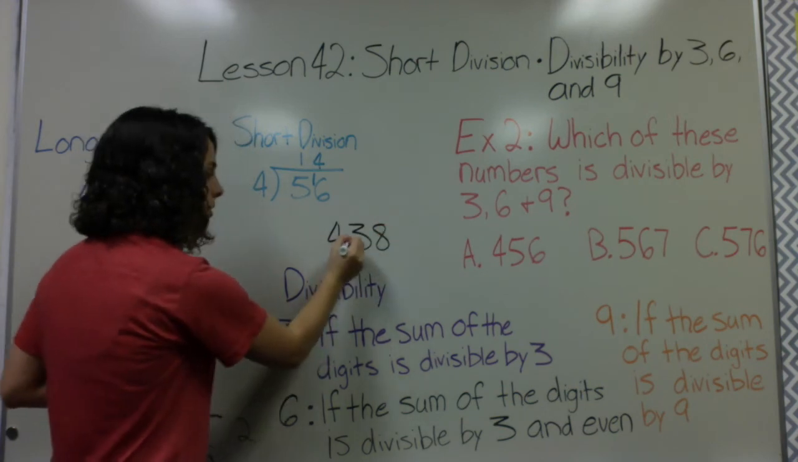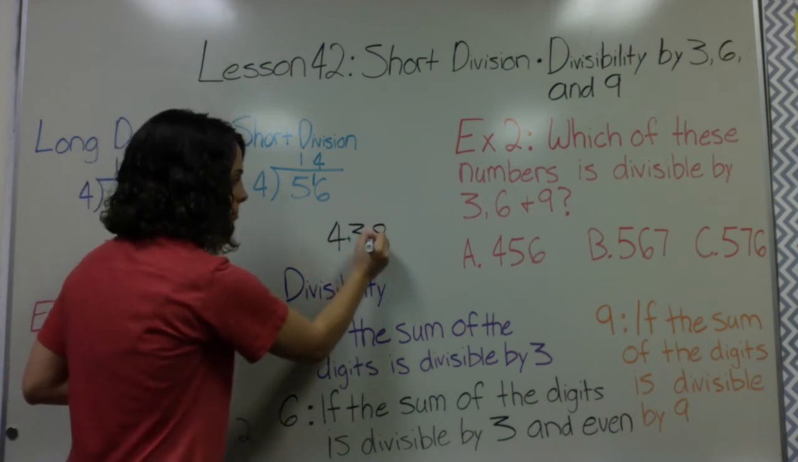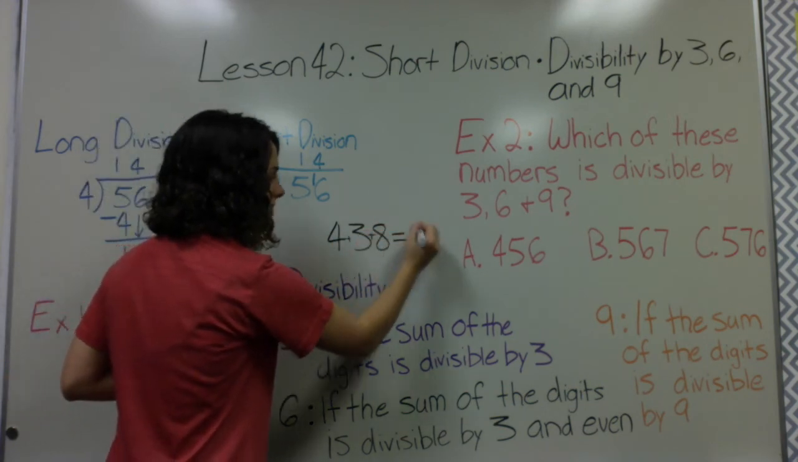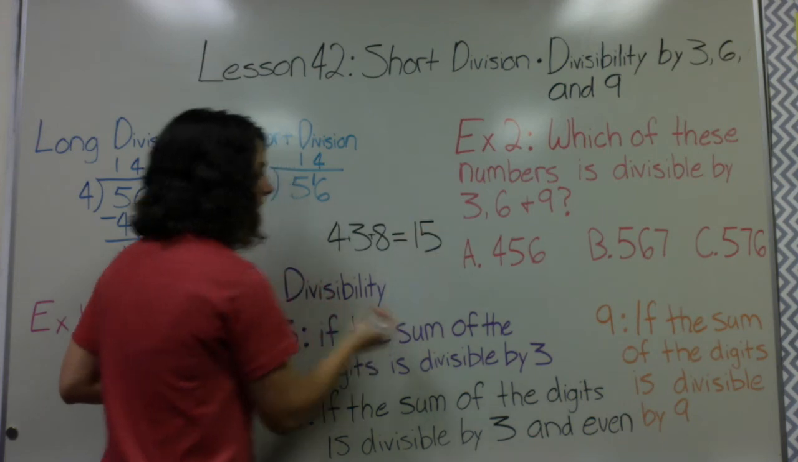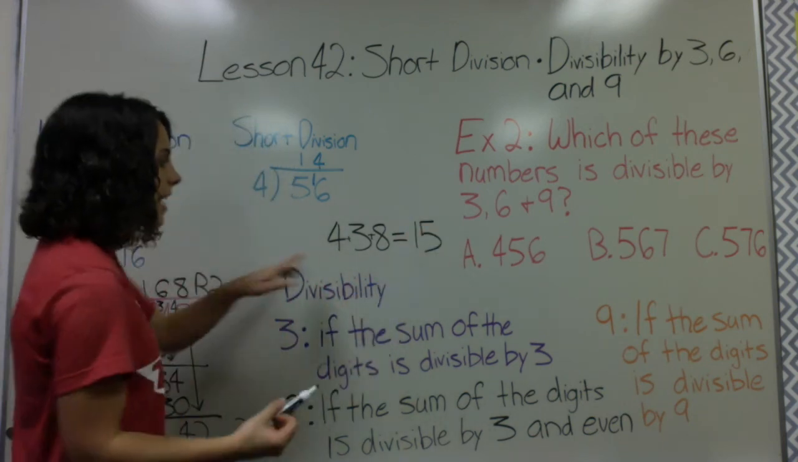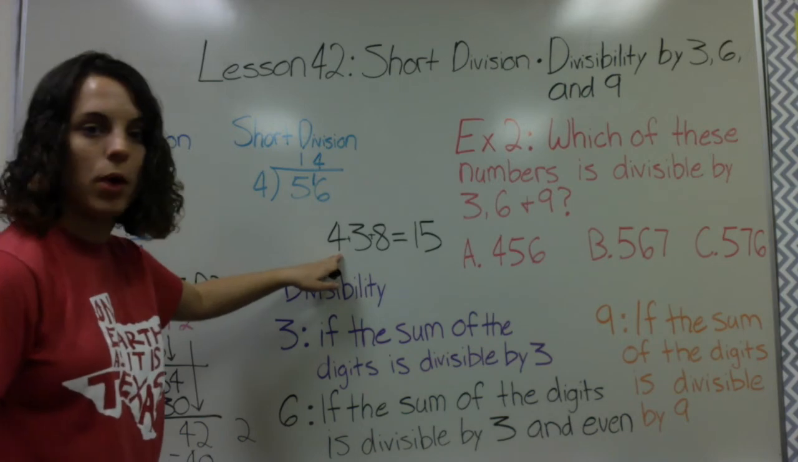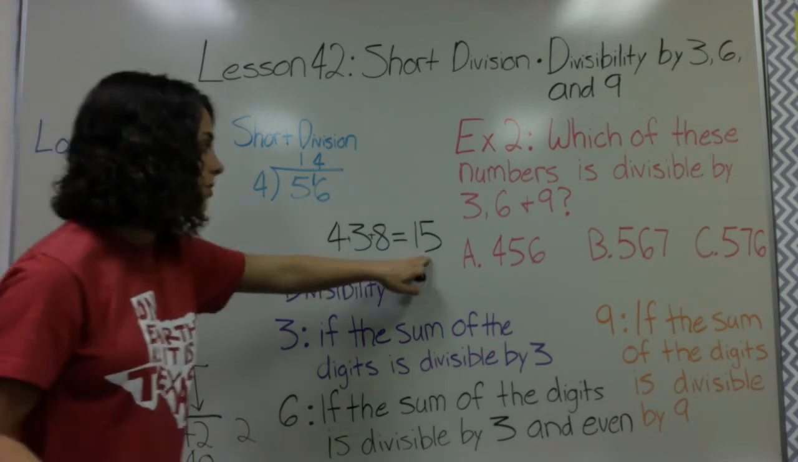438. 4 plus 3 is 7, and 7 plus 8 is 15. So the sum of my digits is 15. That's adding the digits of my one whole number together, and it equals 15.